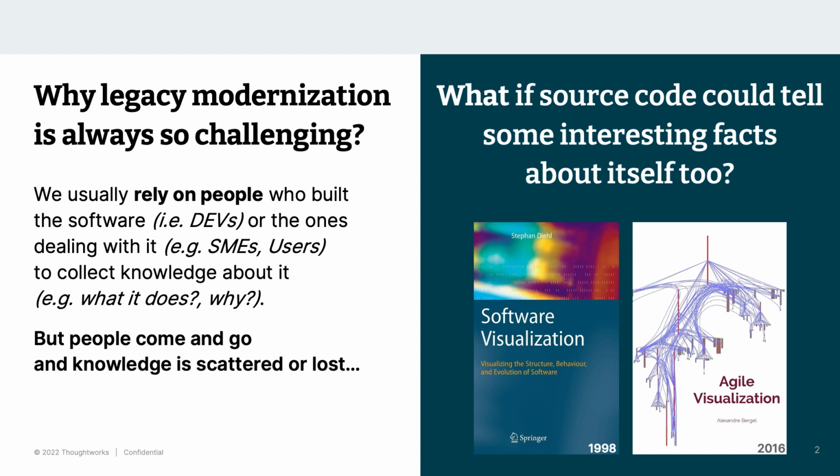One was Software Visualization, written in 1998, the first attempt to collect the knowledge about how to visualize, statically and dynamically, what the software does. And the second one is about how to make this kind of visualization more agile, being able to customize them, to interact more easily, and so forth. So there is research, there are tools, but why don't we ask source code questions?